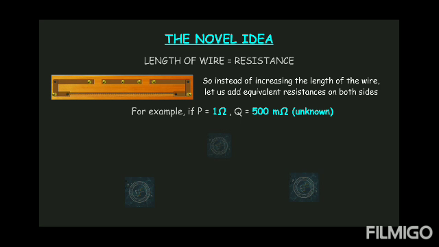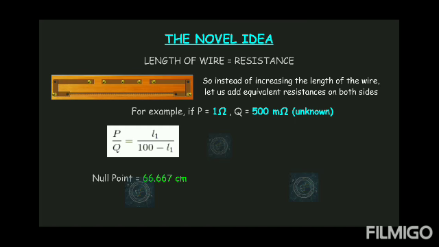Let's take, for example, P in the top left as 1 ohm and Q is an unknown, but again, say you cheated and you know it's 500 milliohm, 0.5 ohm to be precise, and then you know the old formula.